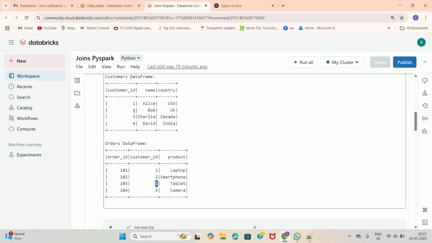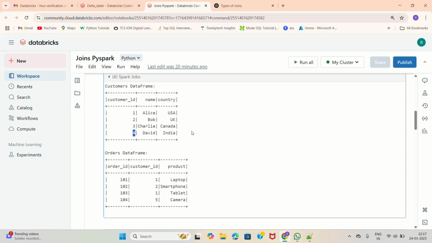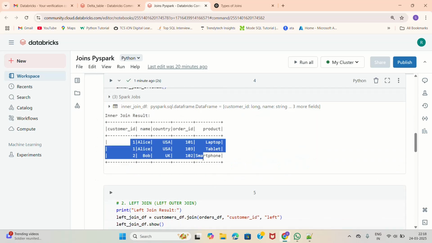Coming to the second, that is 2. 2 also exists in the order data frame here. Now 2 plus 1 is 3. Let's come to 3. Does 3 exist anywhere in the orders data frame? No, it does not exist. Coming to 4, 4 as well does not exist. So what does the inner join do here? It returns the matching records only, present in both data sets. See, 1 is here and also here, then 2 is here and also here. So if you count, in total we are getting only 3 records.